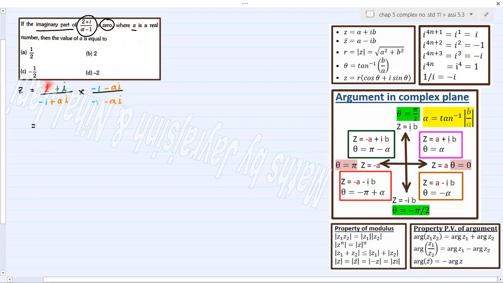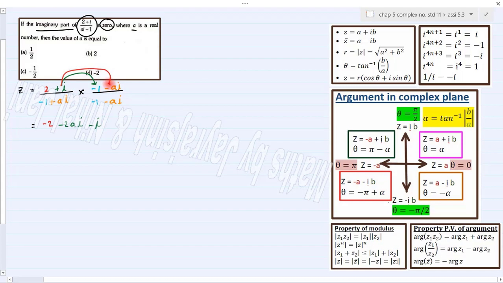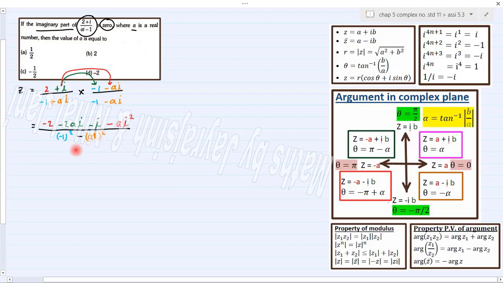Now let's simplify our numerator. This 2 multiplied with i will give us 2i, then 2 into -a will give us -2ai. Now it's time to multiply i with -1, which will give us -i, and i into -a will give us -ai squared. In the denominator we have (-1 + ai)(-1 - ai), which will give us (-1) squared minus (ai) the whole squared. In further simplification, this -ai squared will become a.